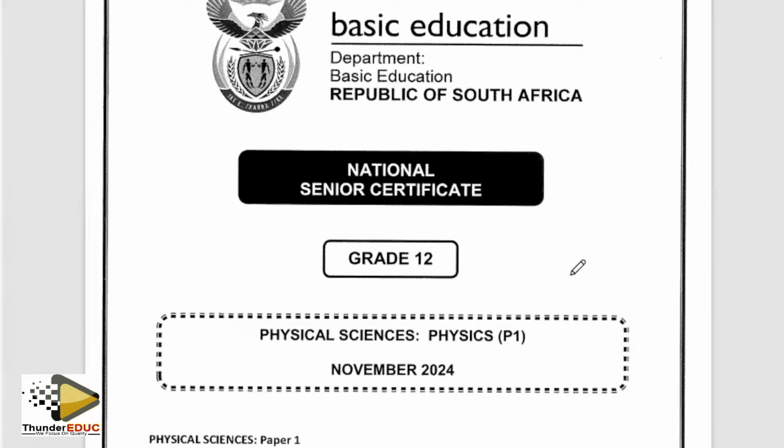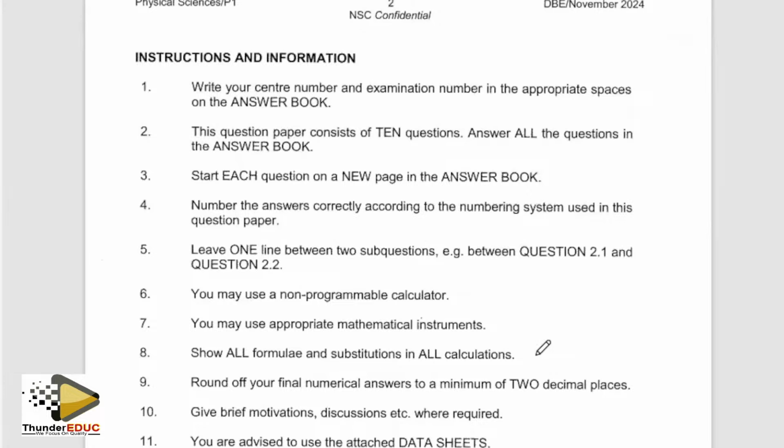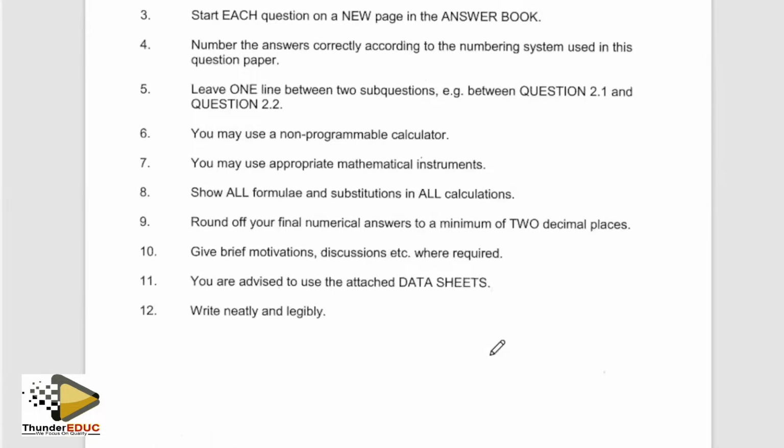Proposed the suggested memorandum for the Physical Sciences Paper 1 for November 2024 for grade 12. Okay, so we have 10 questions that we need to look at. We can use a calculator, instruments, show the formula, and all of that, okay? We're rounding off to 2 decimals.